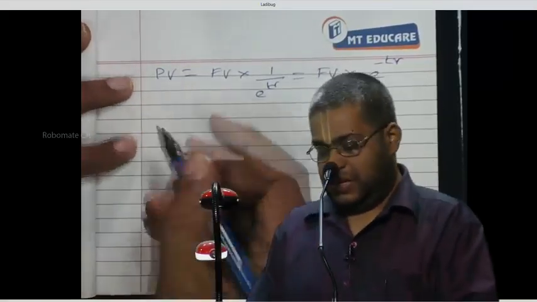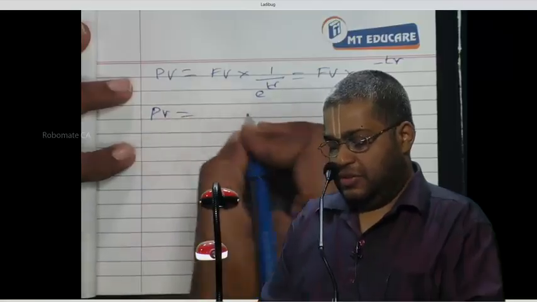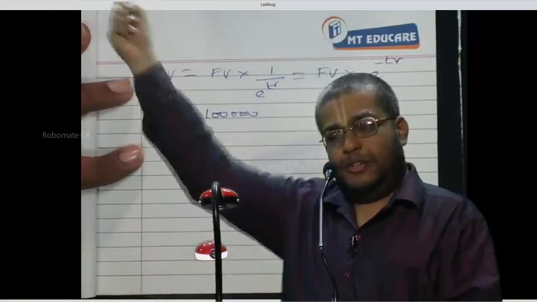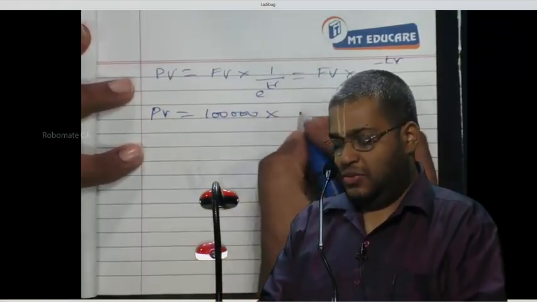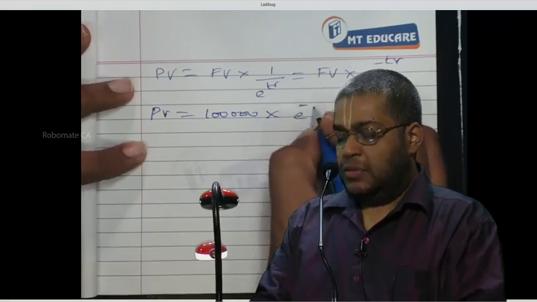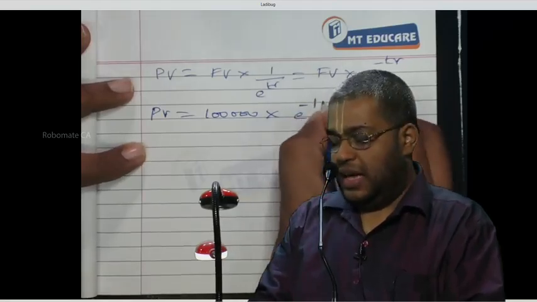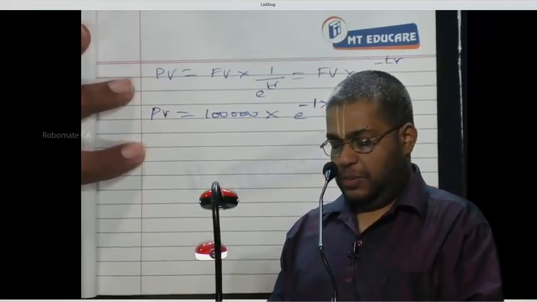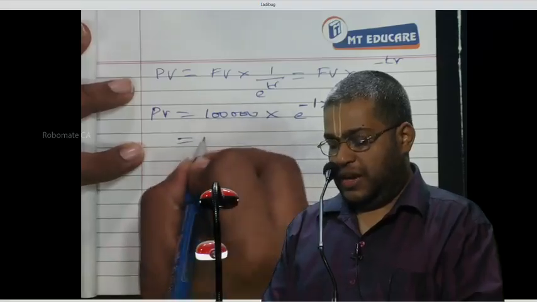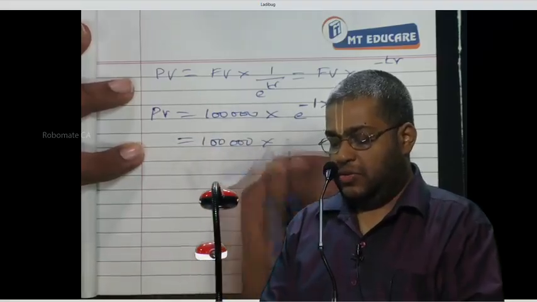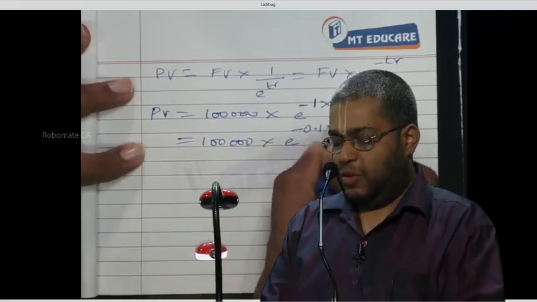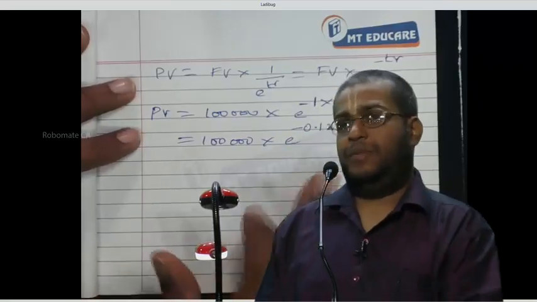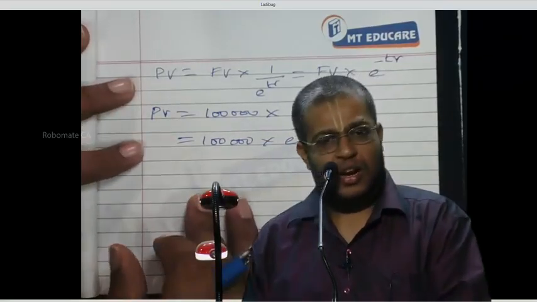Now, let us substitute the numbers. Present value is equal to, what is future value? How much do I want as maturity amount? 1 lakh into e power minus, what is t? 1 year, into r which is 0.12. 1 lakh into e power minus 0.12. Simplify it. Everybody understood or not?